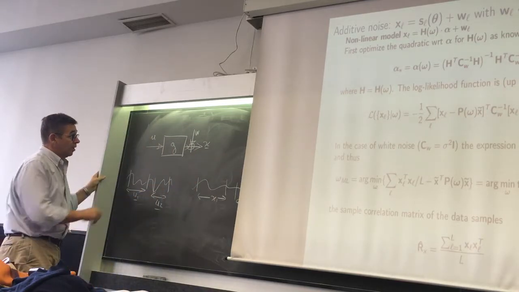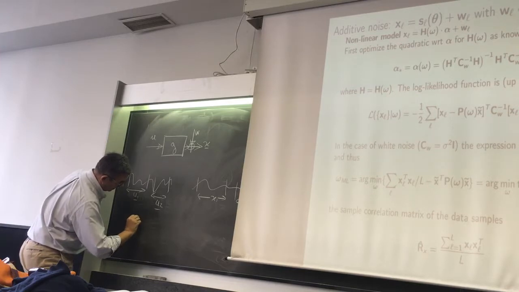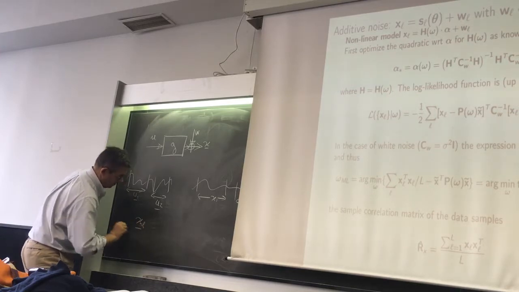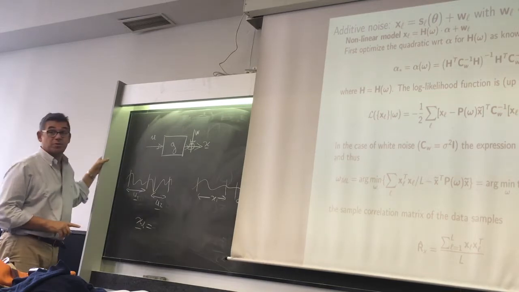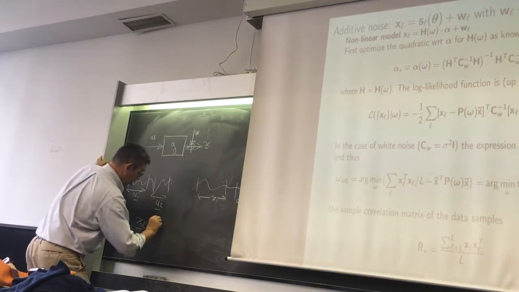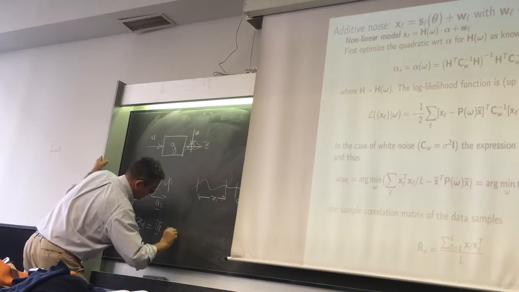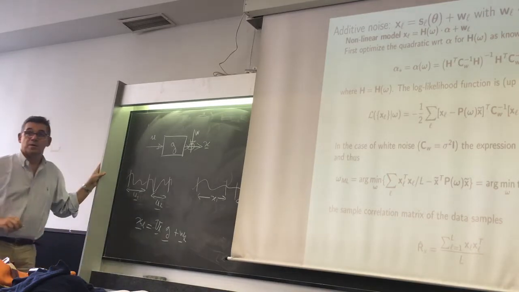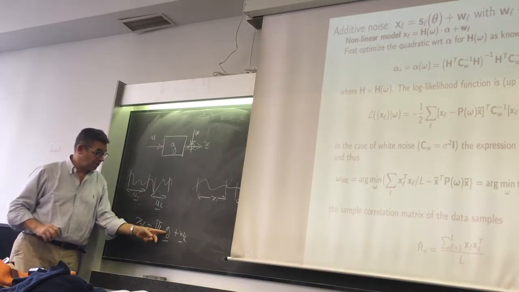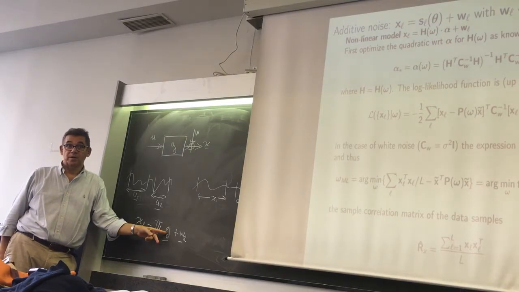Now, for this specific setting, I can write that X_L is equal to, since I want to estimate G, U_L times G plus W_L. So in this case G is static, it's the same. Okay? And so is my answer.